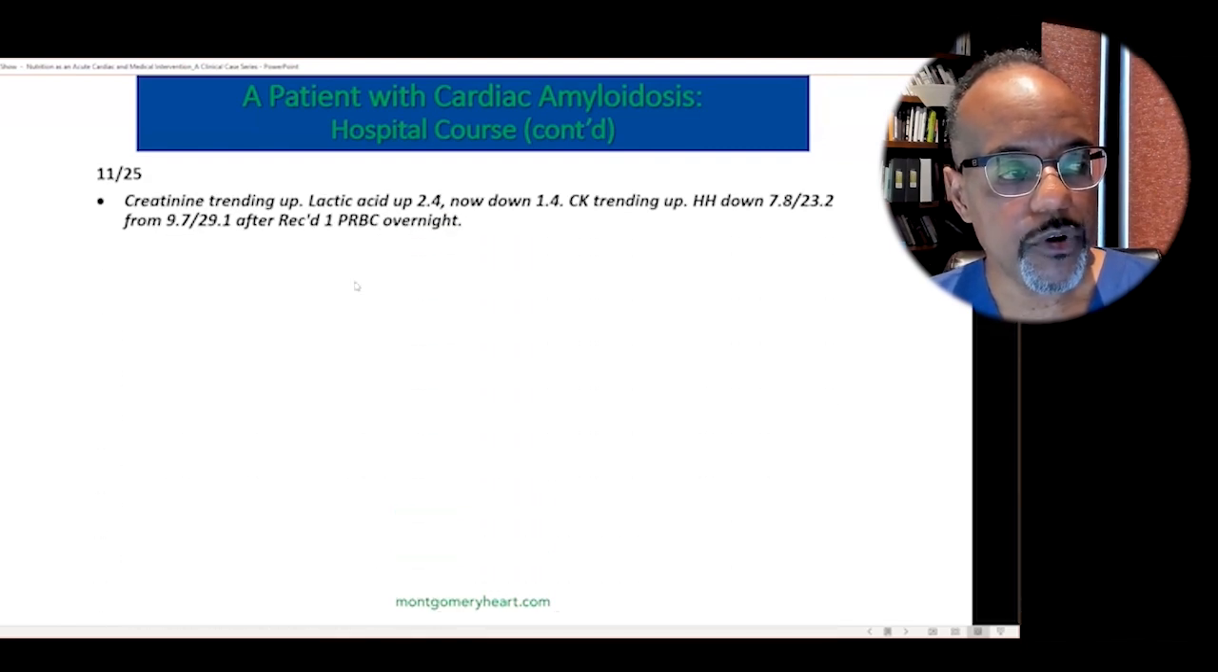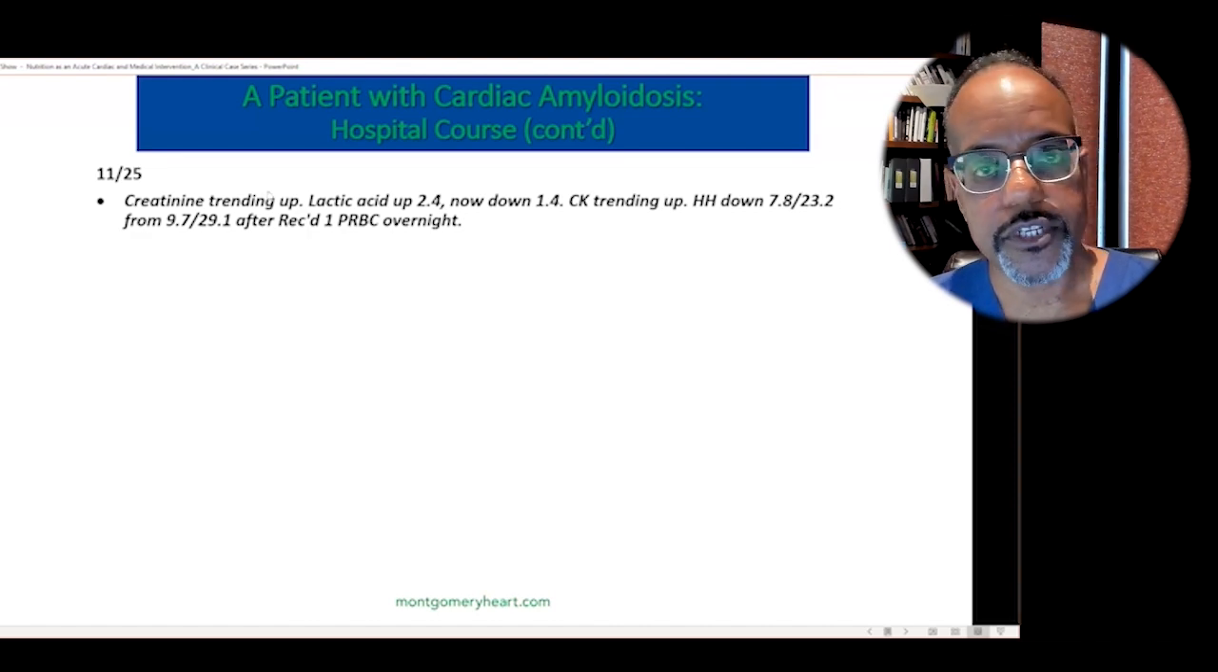Now, things started becoming more problematic on the next day. His creatinine continued to get worse. And I'm going to show you graphs of these labs at the end of this section of the presentation.